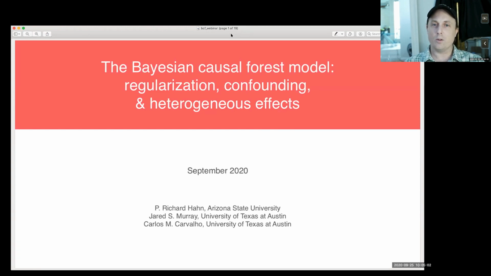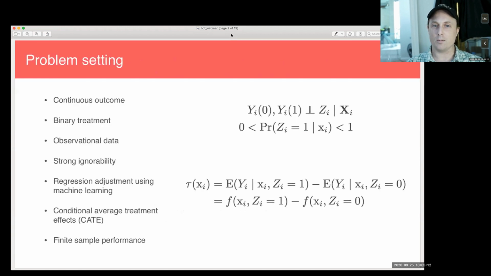So we are going to talk about a Bayesian model that we developed over the last several years. And we're going to try to motivate it and explain how we think about this basic problem. So these days, this problem is pretty familiar.